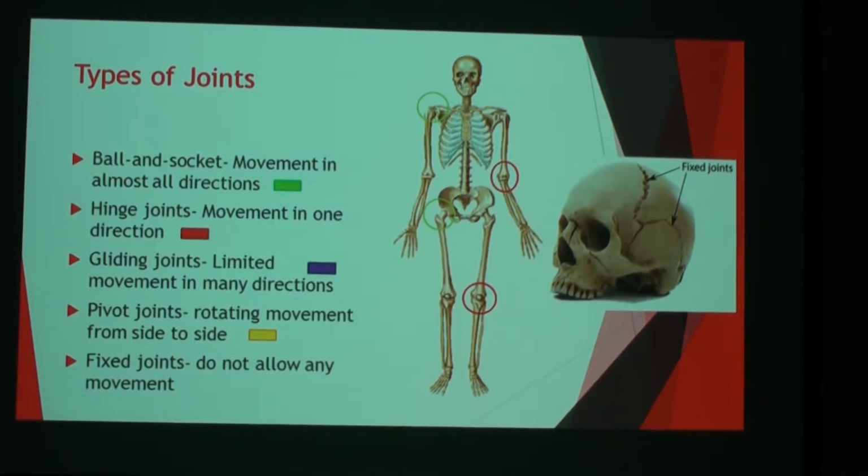We also have the gliding joints, which allow movement, but it's really limited in how many directions you can do it. And this will be the movement that we find in the ankles and the wrists.